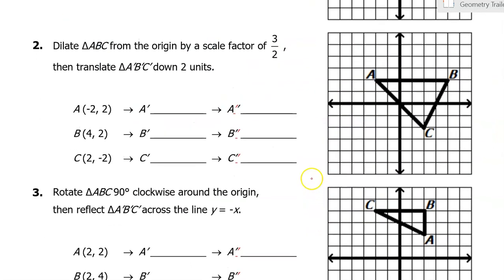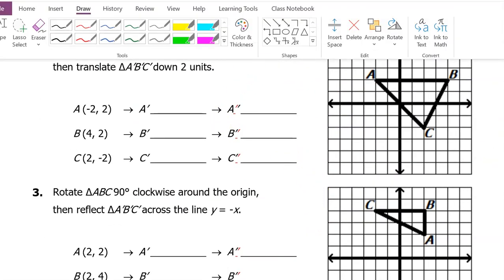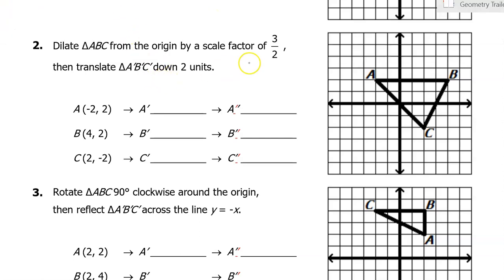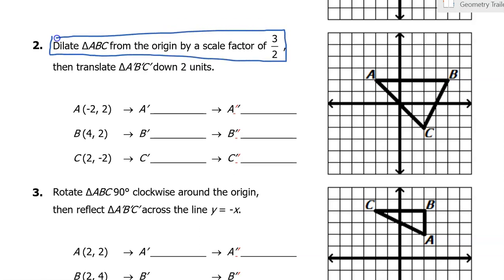Okay, problem number 2. Again, we're going to do 2 transformations. First, we're going to dilate from the origin by a scale factor of 3/2. So remember that when you do a dilation, you just multiply x and y. So instead of x, we will have 3/2 times x. And instead of y, we will have 3/2 times y. This is how you do a dilation.